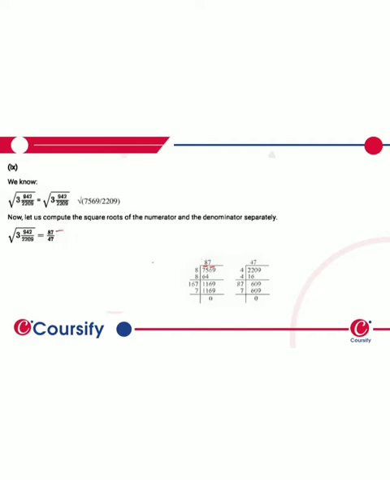So similarly for 2209, we have a pair of 09 and 22. So 4 into 4 is 16, and 22 minus 16 is 6. So we have taken 09 from above and 4 plus 4 is 8. So 8 and 7 on the unit place, so 87 into 7 gives us 609. So this remainder is 0, therefore 47 is the square root of 2209. So therefore 47.